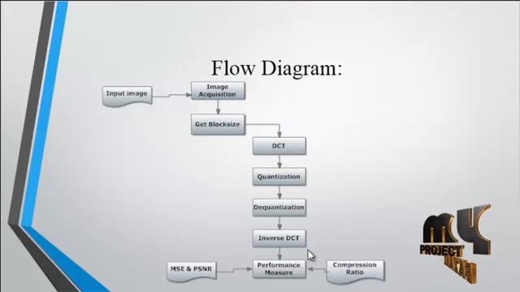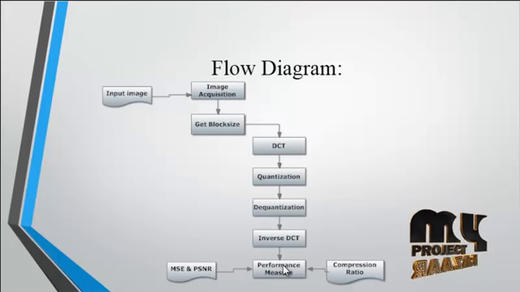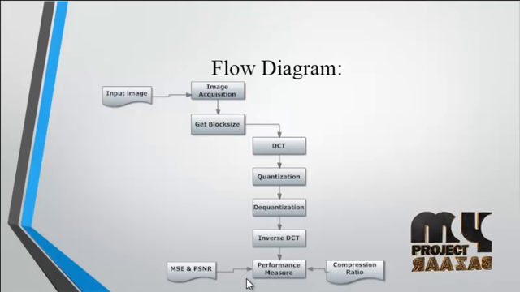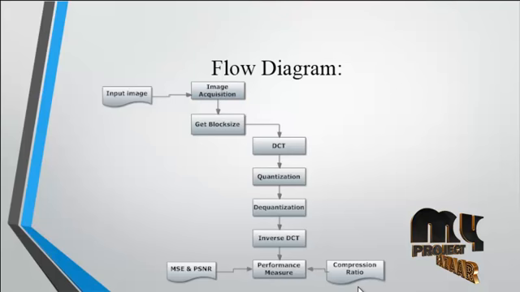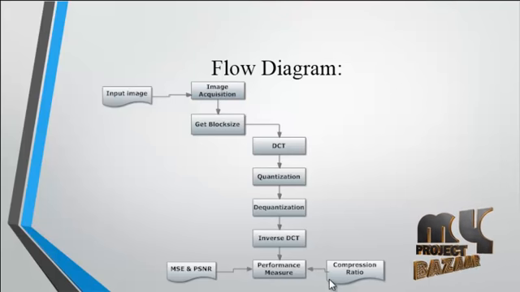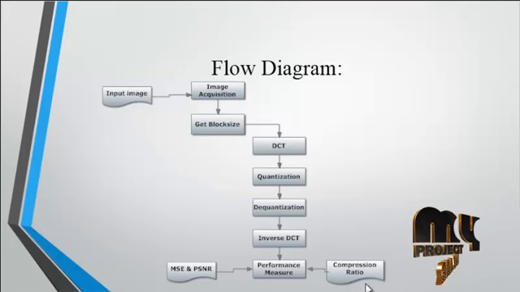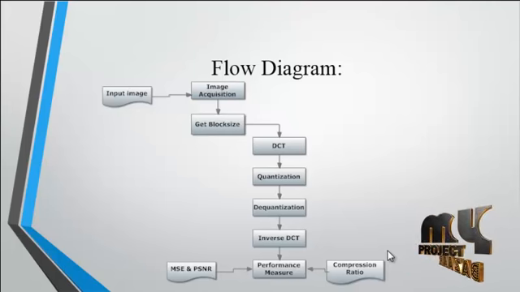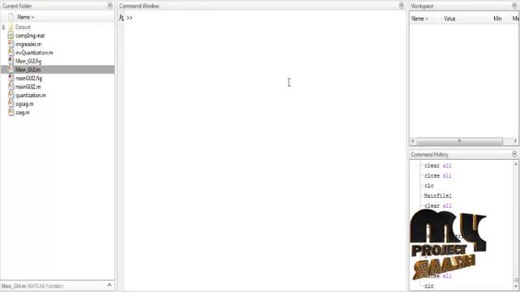After the inverse DCT, the performance measures are carried out. In these performance measures, we have to calculate three things: PSNR, MSE and the compression ratio. In this, the compression ratio is the main thing to discover whether the process is efficient or not.